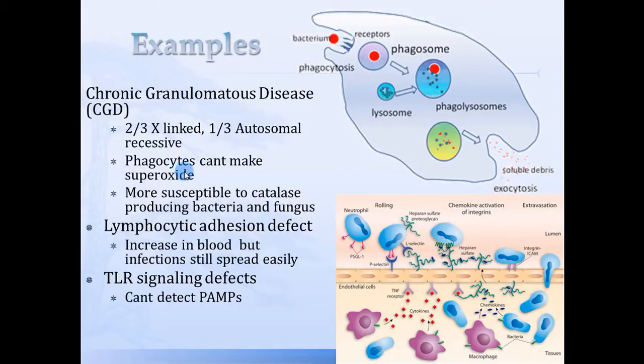The phagocytes can't make a reactive oxygen species, so the enzymes in here, whether it's superoxide, whether it's hydrogen peroxide, doesn't matter, whether it's myeloperoxidase, any of those different things. If you can't make the enzymes to digest, you can't break down the bacteria. Right? They're most susceptible to bacteria that are called catalase positive.